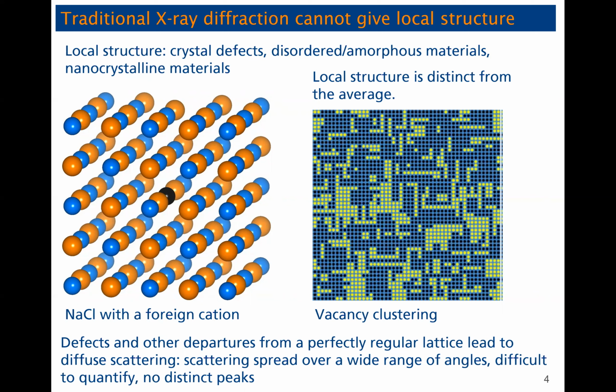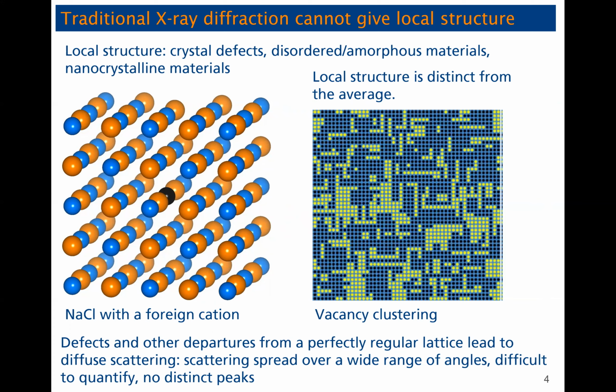Same with something like, on the right, vacancy clustering, or disordered or amorphous materials, or crystal structures where the particles are too small. All of those scenarios lead to something called diffuse scattering, where the data is not arranged into those really nice peaks. Instead we get wider peaks over a broader range of angles, so it's harder to quantify the diffuse scattering.